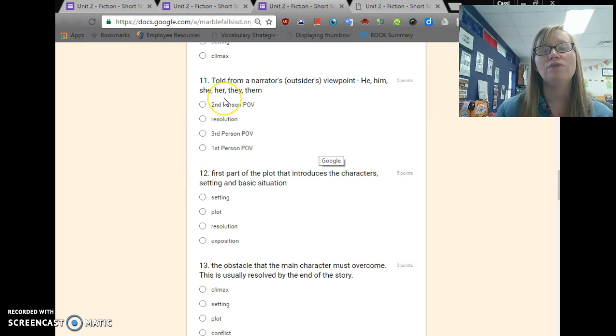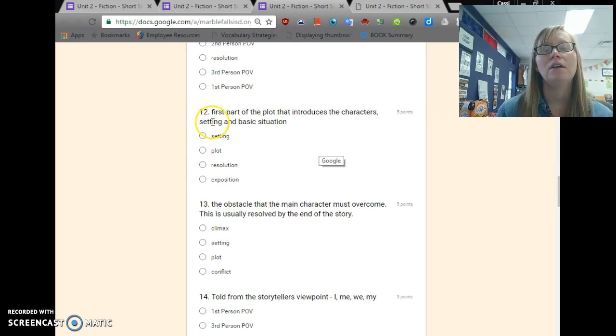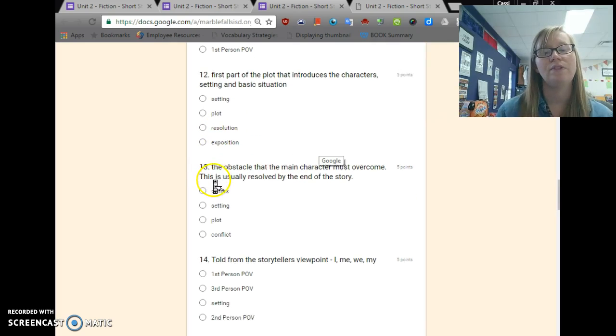Question 11. Told from the narrator's viewpoint. He, him, she, her, they, them. Is this an example of second person point of view, resolution, third person point of view, or first person point of view? 12. The first part of plot that introduces the characters, the setting, and basic situation. Is this the setting, the plot, resolution, or exposition?